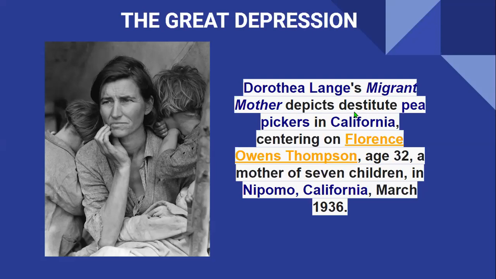And when it says depicts, it says it's showing the destitution or destitute pea pickers in California. Okay. Now it says centering on Florence Owens Thompson. So this is Florence Owens Thompson, age 32, a mother of 7 children in Nipomo, California. Now this was taken back in 1936. So that was quite a long time ago, right?